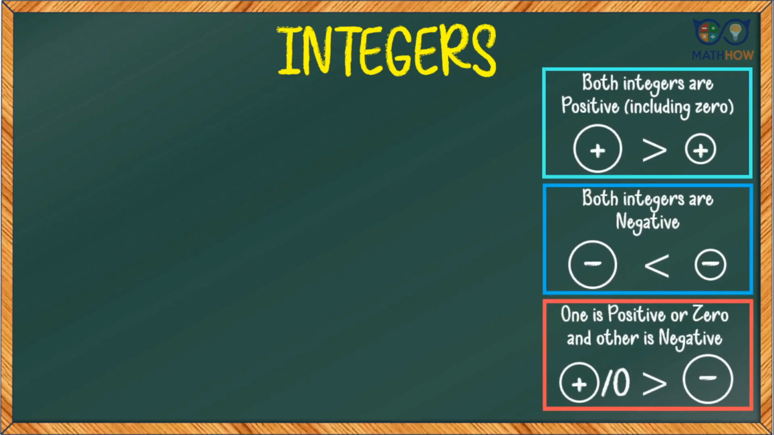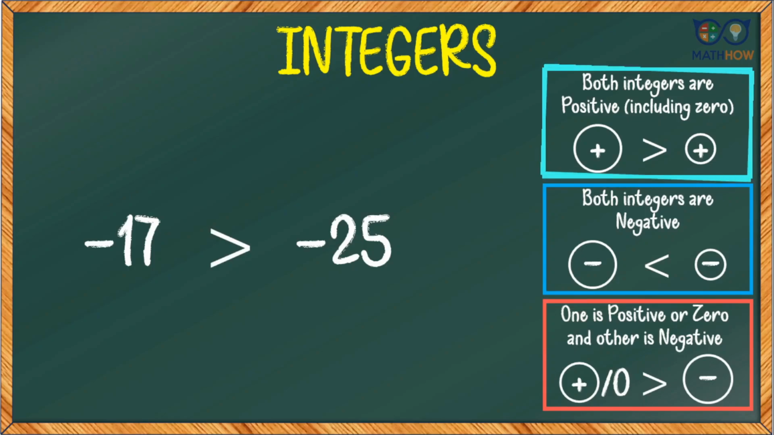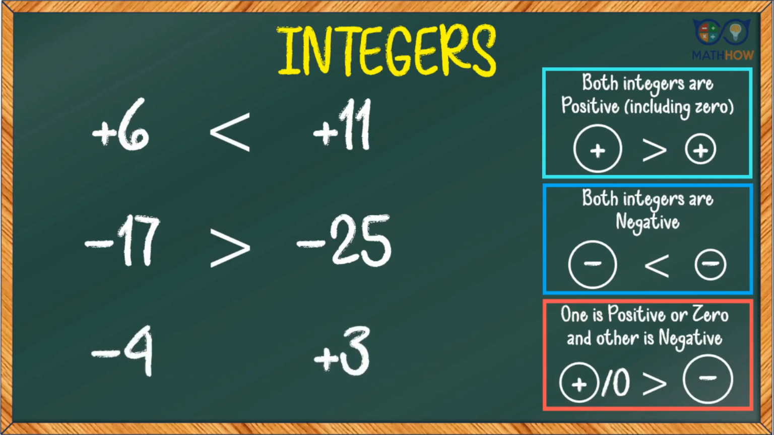Here, we have negative 17 and negative 25. As negative 17 has the smaller absolute value, negative 17 is greater than negative 25. If both numbers are positive, here positive 6 and positive 11, then the number with greater absolute value is greater, that is positive 11. Among negative 4 and positive 3, positive 3 is greater because when the numbers have opposite signs, the positive number is always greater.